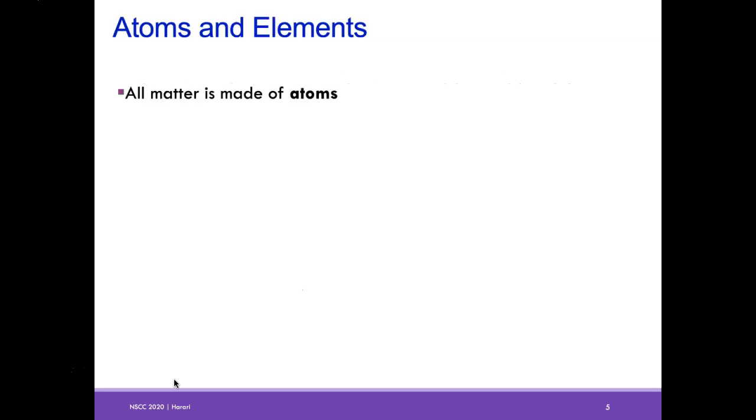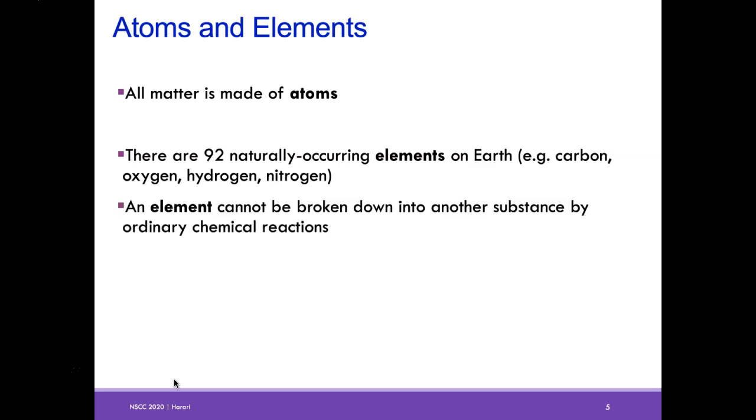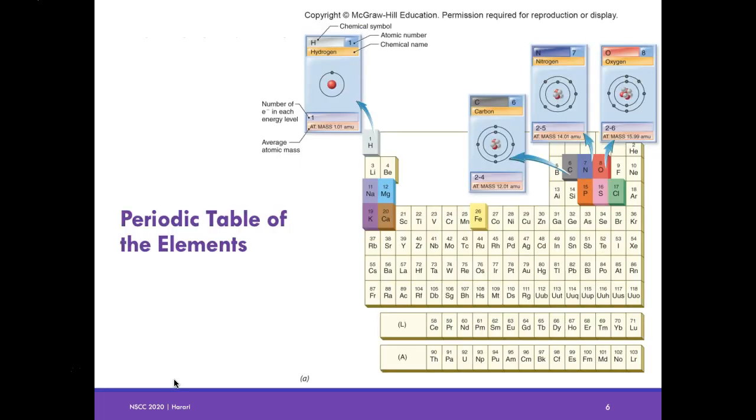Let's talk about chemistry at the most basic level. We said chemistry is the study of matter, and all matter is made up of atoms. An atom is the smallest bit of matter we'll discuss in this class. There are 92 naturally occurring elements on Earth. For example, carbon is an element, oxygen is an element, hydrogen is an element, gold is an element. An element is a pure substance that can't be broken down into anything more basic. An element is divided into atoms, and an atom is the smallest piece of an element.